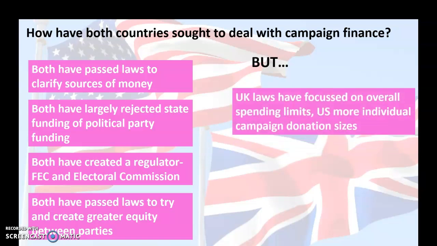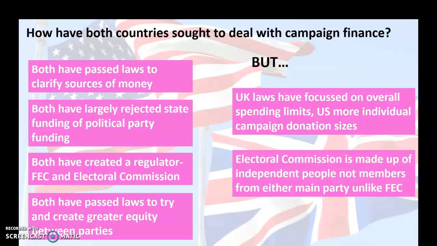On the contrary side, you could say the UK laws have focused on overall spending limits of the parties, whereas in the US, the focus has been much more about individual donation sizes. So they've kind of gone at it from different angles. The UK has gone at it from the spending of parties to try and limit it down, as a way of reducing how much people donate. And in the US, it's been done more the other way around, where they've actually tried to limit the campaign donation sizes as opposed to the overall spending which has taken place.